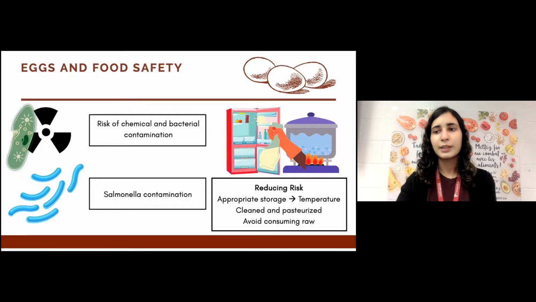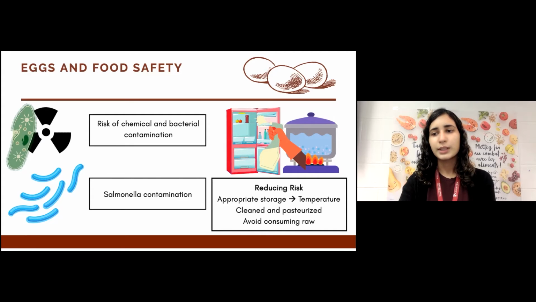So food safety really needs to be considered in egg production in order to avoid chemical or bacterial contamination. Salmonella contamination is a common risk when it comes to eggs, as the chickens that lay the eggs could have salmonella present in their feces, which can then come into contact with the egg. The shell is usually where the contamination is present, but bacteria can also enter the shell through the pores.